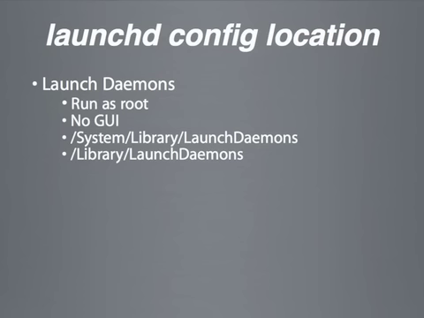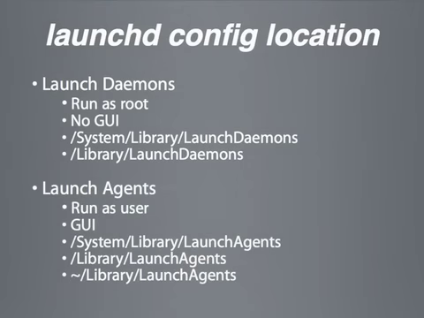launchd can also manage something called launch agents. These are located in the following directories. You have one location of system library launch agents. These are system-wide agents installed with the OS. The second is library launch agents, which are system-wide agents installed by the administrator. And then finally, we have a library launch agents directory in the user's home folder, which are user-specific agents.